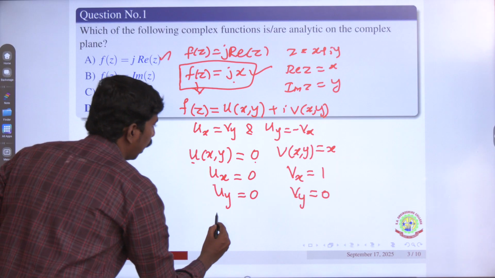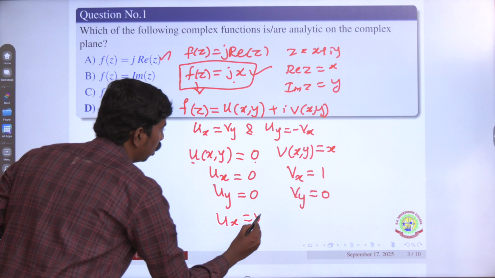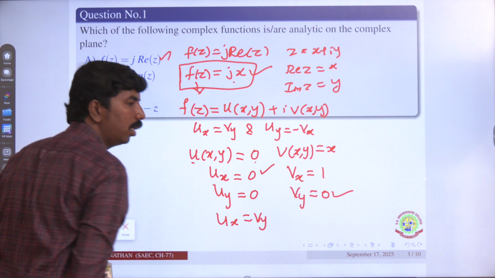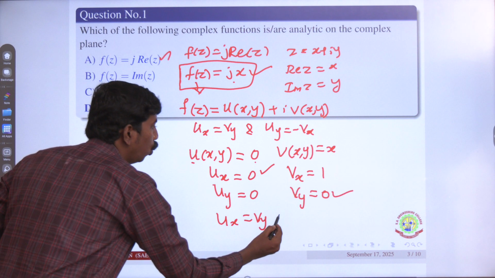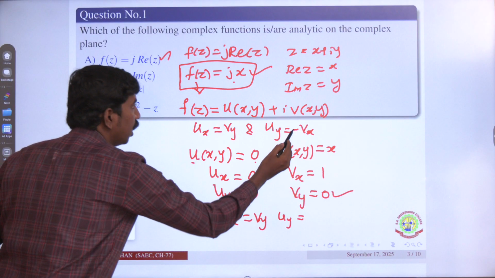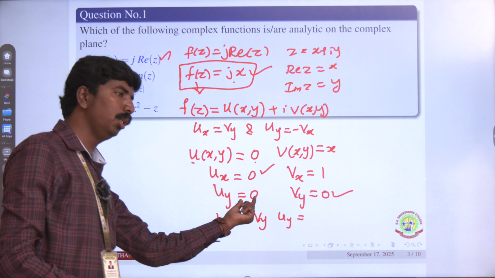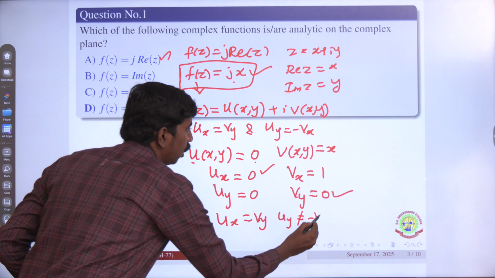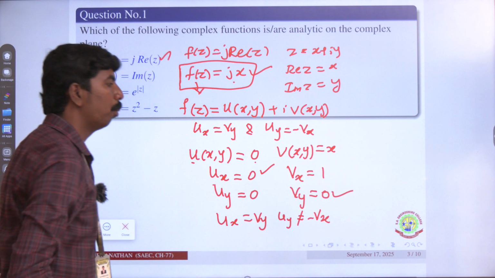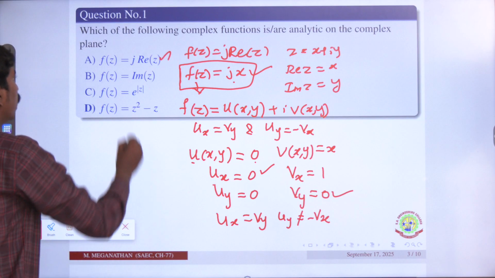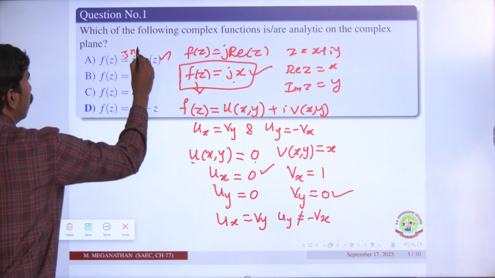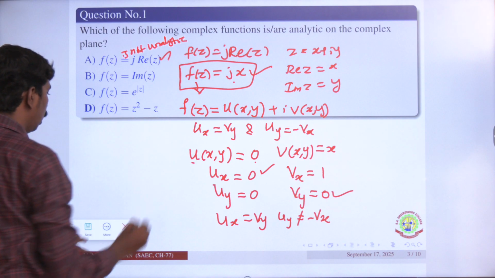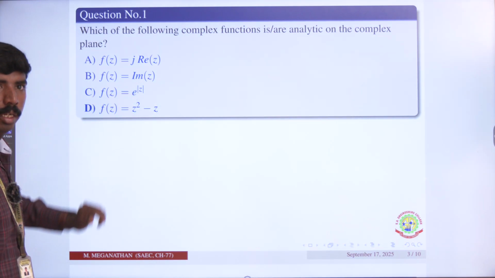Now from this I can say ux equal to vy, because ux equal to 0 and vy equal to 0. But uy should be equal to minus vx, and uy is 0, vx is 1, they are not equal. So uy is not equal to minus vx, therefore this function is not analytic. This function is not analytic. So in a similar way we need to go for the next one.